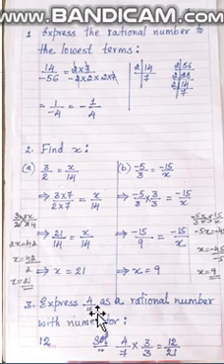The next sum, express 4 by 7 as a rational number with numerator 12. Right, 4 by 7. Numerator has to be 12. Multiply the numerator by 3. 4 3s are 12. So multiply the denominator also by 3. It is 7 into 3 is equal to 21. So you get the required answer, which is 12. The answer is 12 by 21.